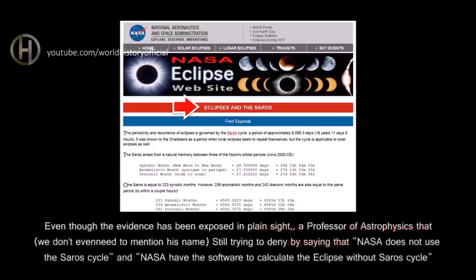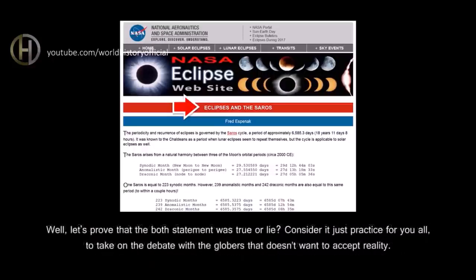Even though the evidence has been exposed in plain sight, a professor of astrophysics that we don't even need to mention his name, is still trying to deny it by saying that NASA does not use the Saros cycle and NASA has the software to calculate the eclipse without the Saros cycle. Well, let's prove whether both statements are true or a lie. Consider it just practice for you all, to take on the debate with the globers that don't want to accept reality.